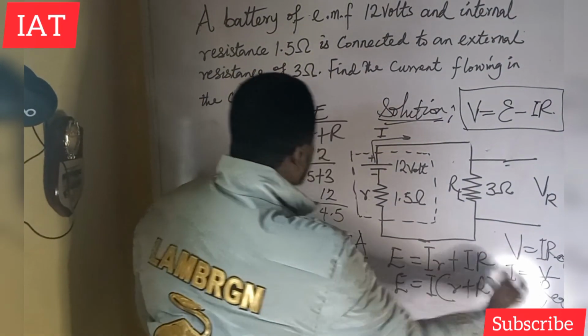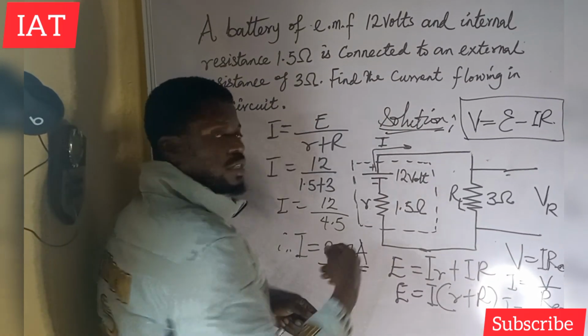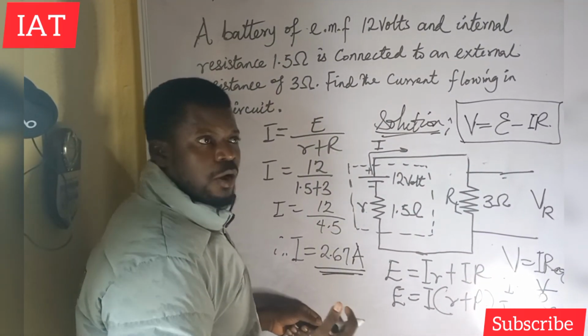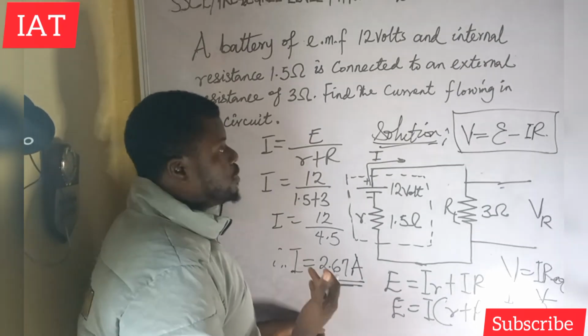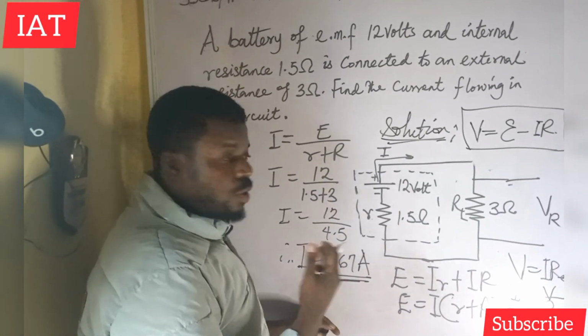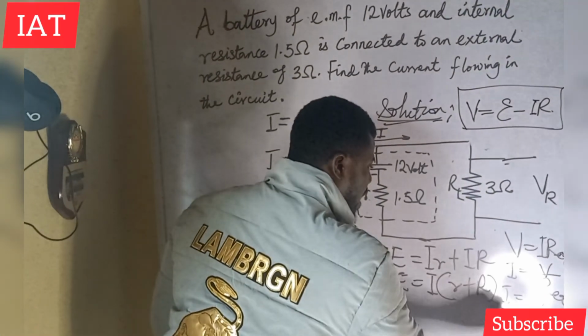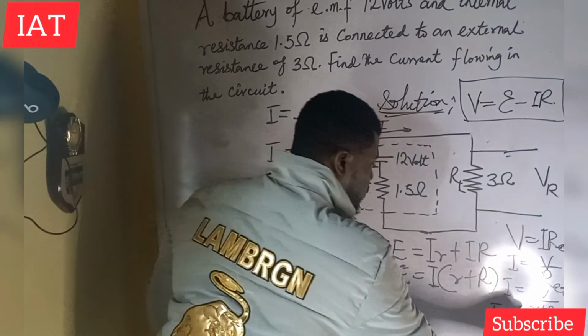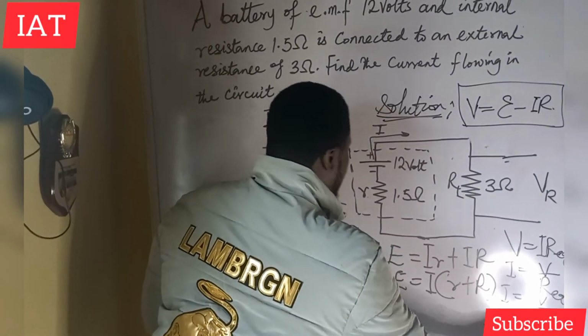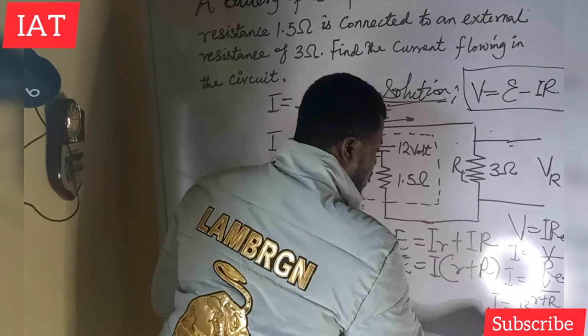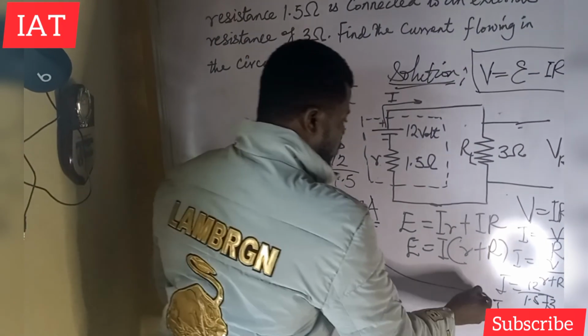And this V is for the voltage. Voltage is the same thing as EMF. They are all measured in volts, and same thing with the potential difference. They are all in volts. So at this point, you can see that I will be equal to 12 all over 1.5 plus 3, and if you sum it up, it will still give you the same result.